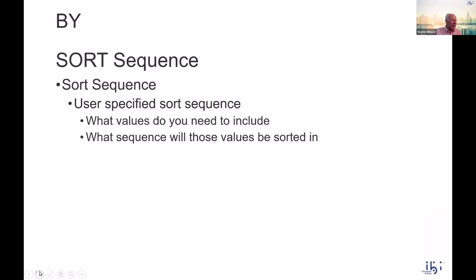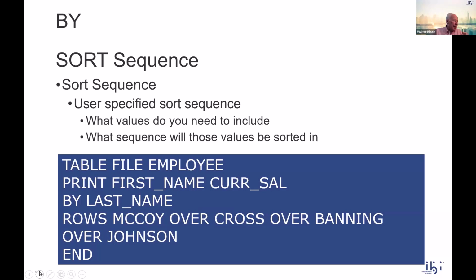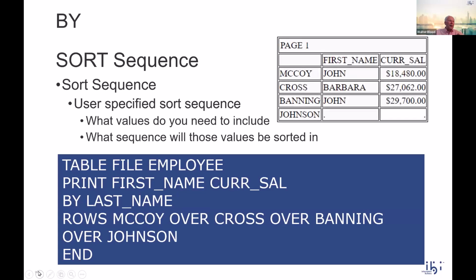So let's take a look at a simple request. In this particular case, I'm going to sort McCoy over Cross over Banning, all right, a non-alphabetical order, over Johnson. Now, let's run this. You'll see that, okay, I've got McCoy, Cross, Banning, and then Johnson. Well, there's no Johnson in the database.